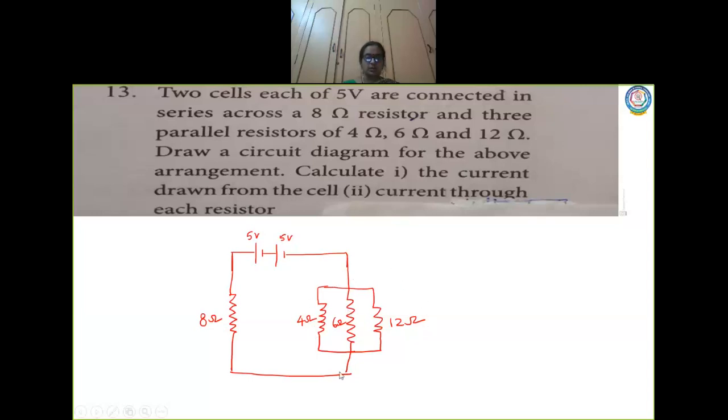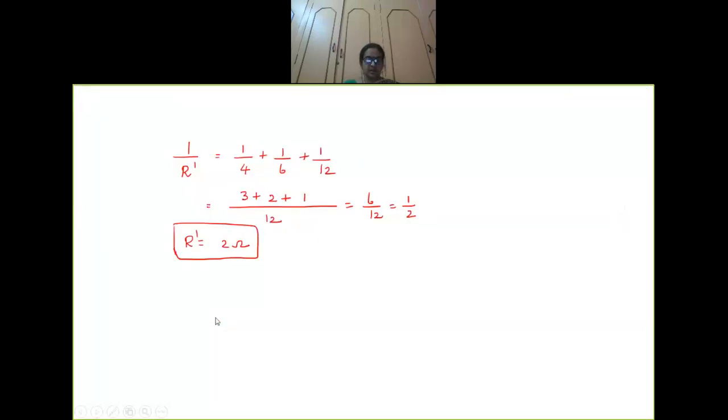Now this 2 ohm is in series with 8 ohm. So what will be the effective resistance now? The effective resistance R is equal to 8 plus R dash.